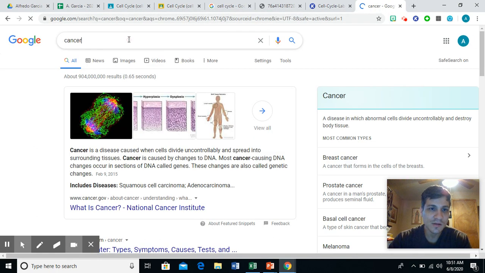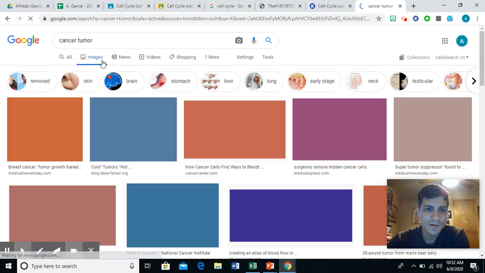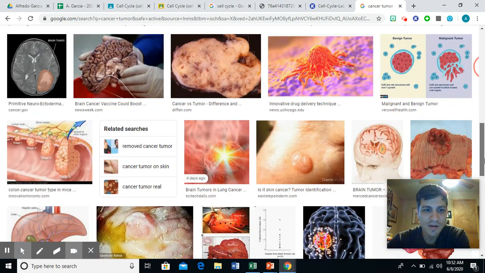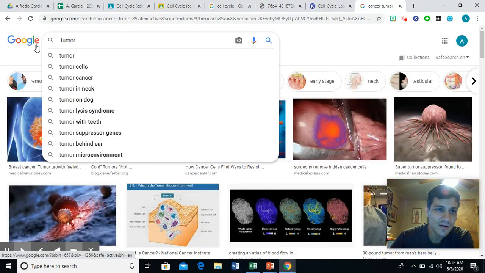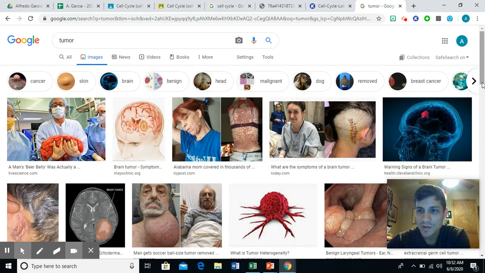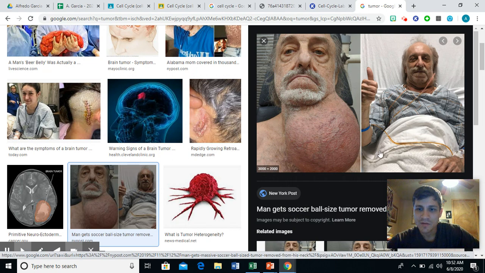Just to show you guys, let's look up cancer tumor. Do we have any interesting pictures? They're all very scientific, huh? Look up pictures of tumors. Tumors are something like this, where you have cells that don't stop dividing. If cells don't stop dividing, or divide uncontrollably, you end up with something like this, which can lead to specific types of cancer.